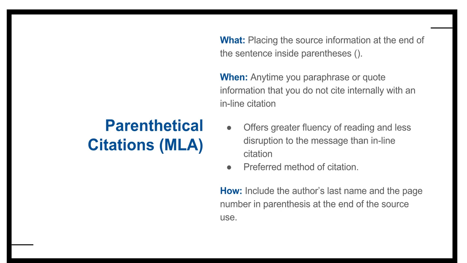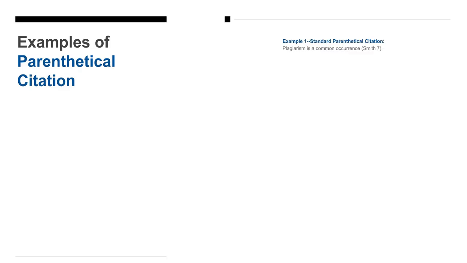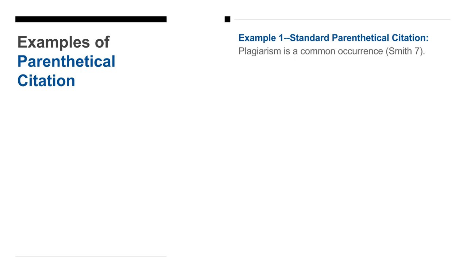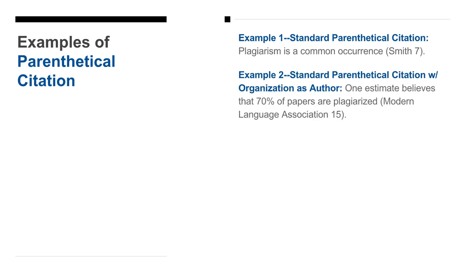And you do this by including the author's last name and the page number in parentheses at the end of the source use. Taking a look at what that looks like, in a standard parenthetical citation, you would simply have the author's last name and a page number, no fancy stuff, in parentheses before the period. So plagiarism is a common occurrence, parentheses, Smith, space, 7, parentheses, period. That's it. If you have an organization as an author, where you had the author's last name, you'll sub in the organization's name. One estimate believes that 70% of papers are plagiarized. Modern Language Association, space, 15.